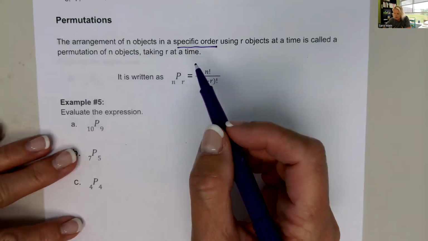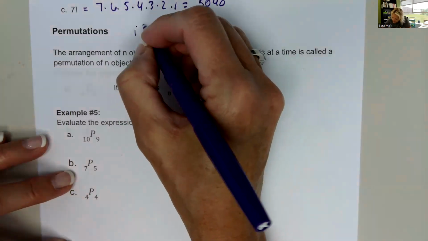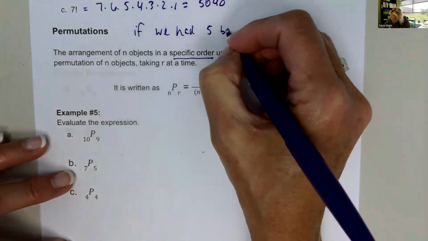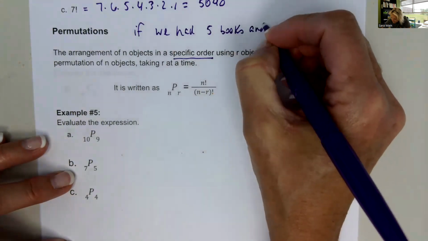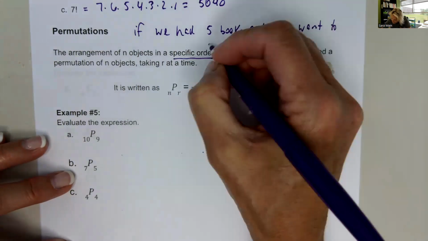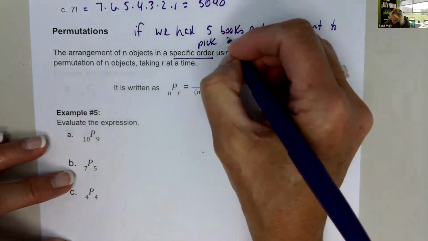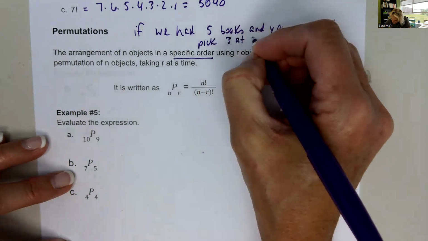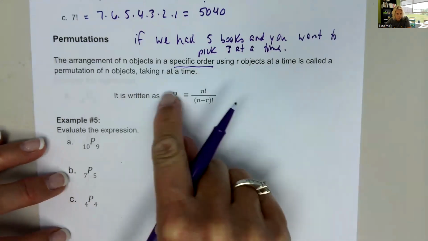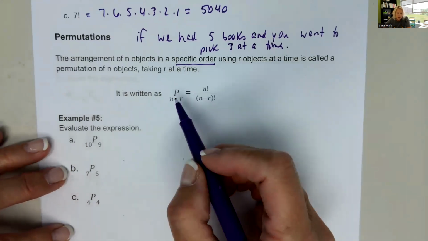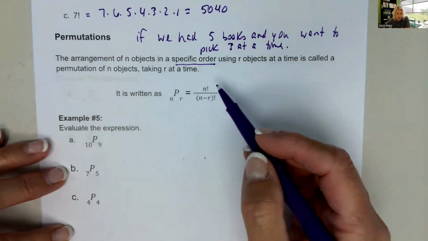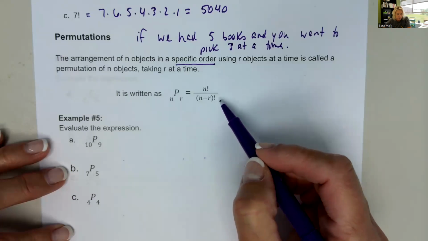So for instance, if we had 5 books and you want to pick 3 at a time, and the order matters. So order matters with permutations. So it's n permutating r is how it's read. And this calculation is n factorial over n minus r factorial.